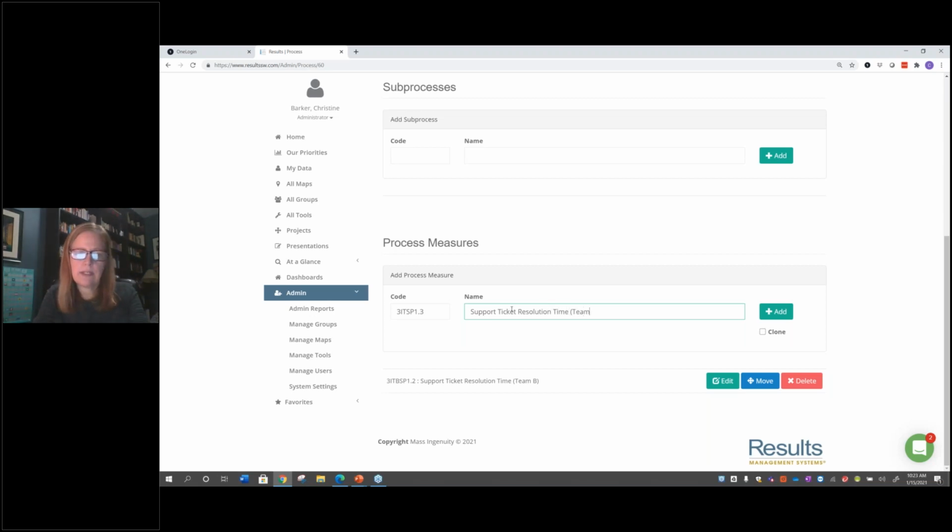I'm going to do team C. Okay. The trick here is I go ahead and I add the measure code. I do the name. We have this little button here, clone. So I'm going to click that clone button before I hit add. I hit add.